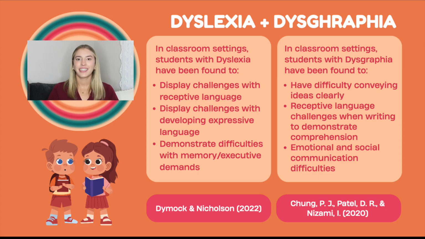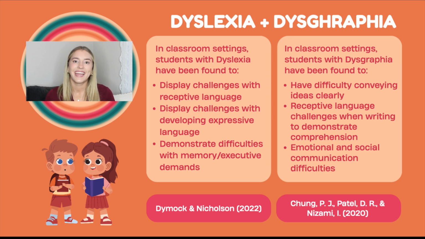In a classroom setting, children with dyslexia have been found to display challenges with receptive language. This is difficulty following written instructions and misunderstanding sentences. They can display challenges with developing expressive language, shown as limited vocabulary, struggling to organize thoughts or telling events in sequence, and problems finding the right words, which is word finding. They can also display challenges with pragmatic or social language gaps.